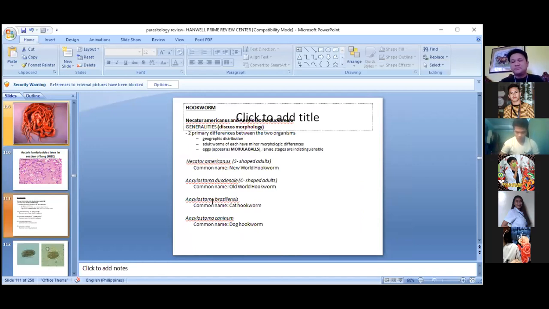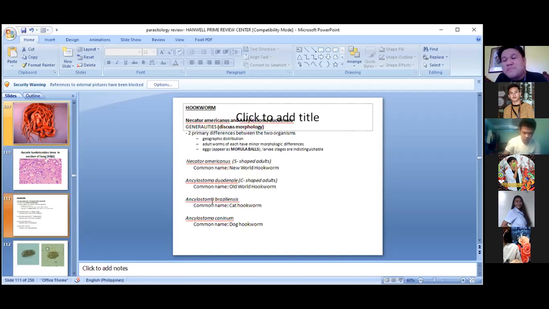Okay, my dear students, when you talk about the hookworm, you talk about 4 different parasites. No? The species are Necator americanus, which is the New World hookworm, which exhibits S-shaped adults. Ancylostoma duodenale is known as your Old World hookworm, of which the adults happen to have a C shape. No? And then we have Ancylostoma braziliense and Ancylostoma caninum. So we have 4 species of hookworms.